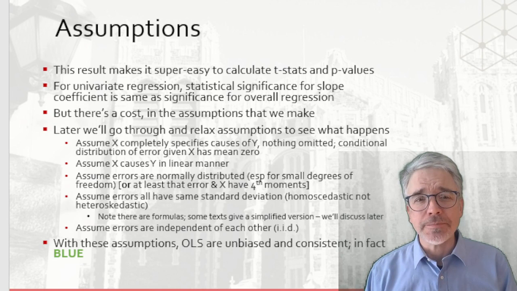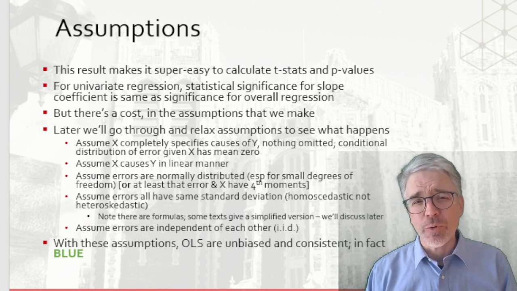A line is linear. We also assume the errors are normally distributed, which is especially crucial for cases where we have small degrees of freedom. If we have more observations, then we can get away with slightly looser restrictions. Then we assume the error and the x variables have fourth moments defined.